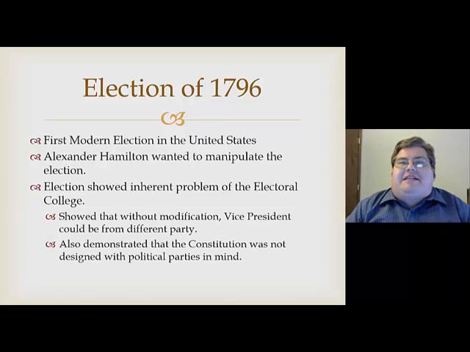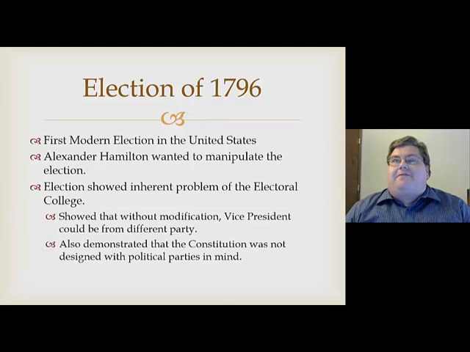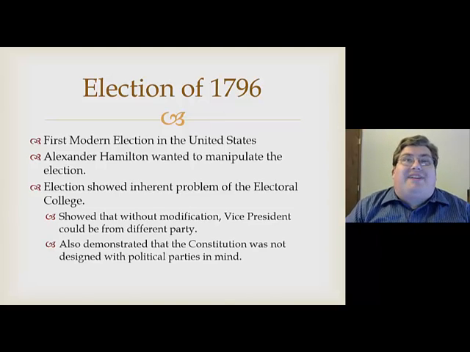So the election of 1796 is really the first modern election in American history, in the sense that for the first time you have people actively out campaigning, you've got intrigues, manipulations, and two political parties each trying to get their person into the White House.